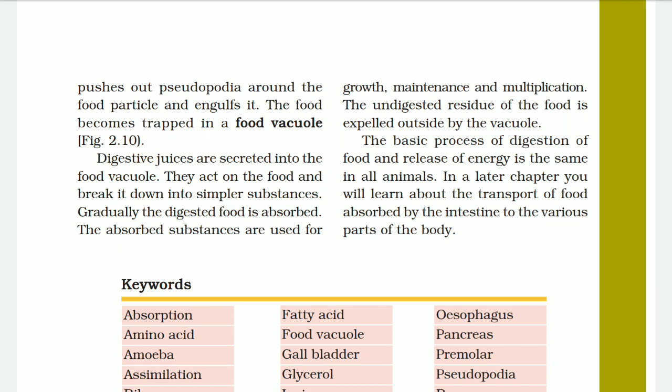Digestive juices are secreted into the food vacuole. They act on the food and break it down into simpler substances. Gradually, the digested food is absorbed by the amoeba, and the absorbed substances are used for growth, maintenance, and multiplication. The undigested residue of the food is expelled outside by the vacuole. This basic process of digestion of food and release of energy is the same in all animals. In a later chapter, you will learn more about the transport of the food absorbed by the intestine to the various parts of the body. So this is the end of the chapter.